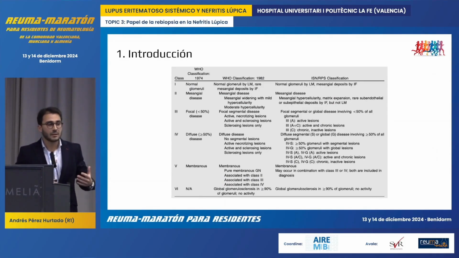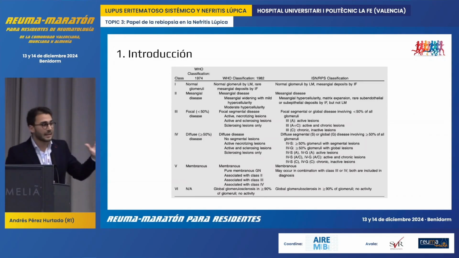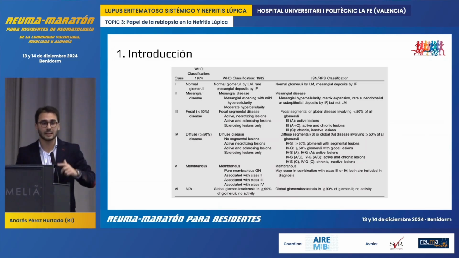This table, you already know it. It's basically the classification of lupus nephritis. And I've included it just to emphasize that type 4, unfortunately, tends to have the worst prognosis and is usually the most common. The classification in question divides lupus nephritis into 5 or 6 categories based, on the one hand, on clinical and laboratory abnormalities, or additionally, histopathological ones.